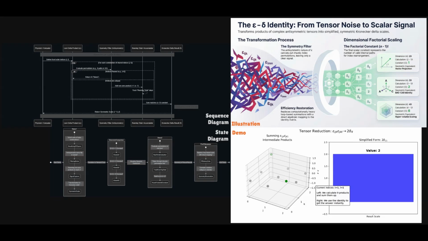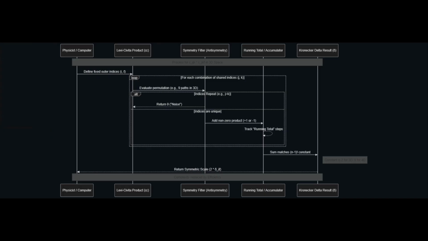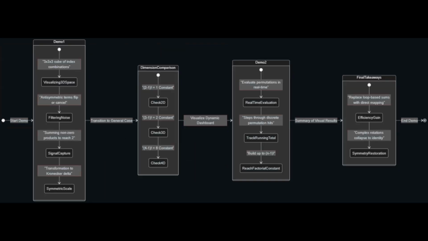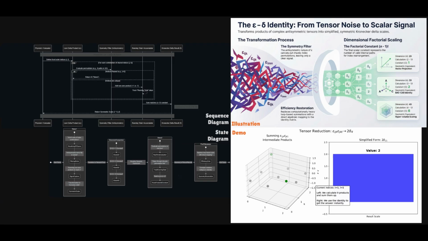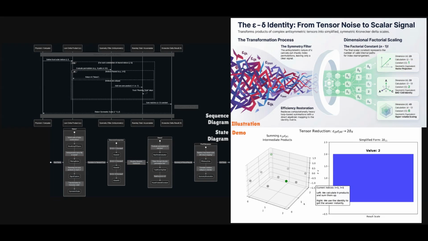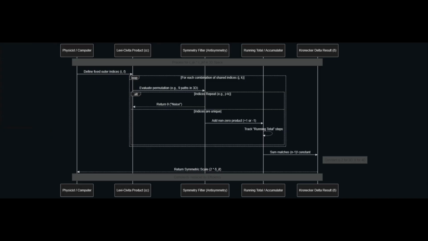The sequence diagram. An operational flow. While the state diagram tracks the why, the sequence diagram illustrates the how, focusing on the step-by-step evaluation of these tensor products. Scanning for permutations. The sequence begins with the system iterating through all possible index combinations. This involves checking every potential path, ranging from 9 combinations in 3 dimensions to dozens in higher dimensions, to identify which ones contribute to the final result.